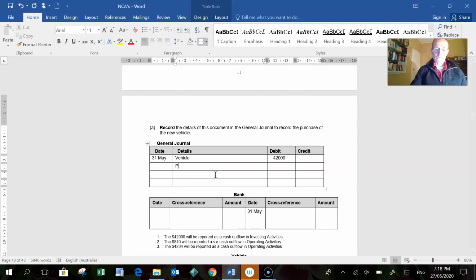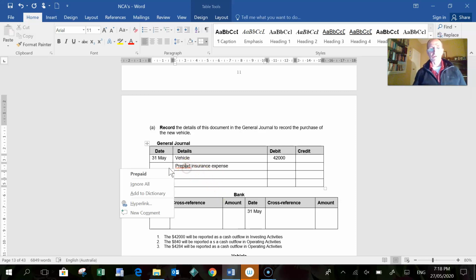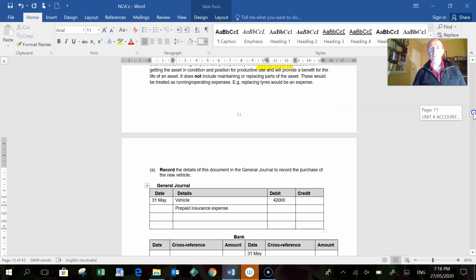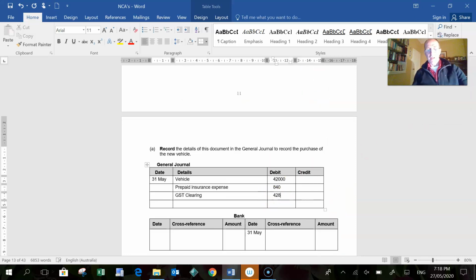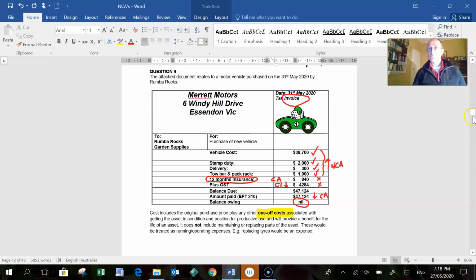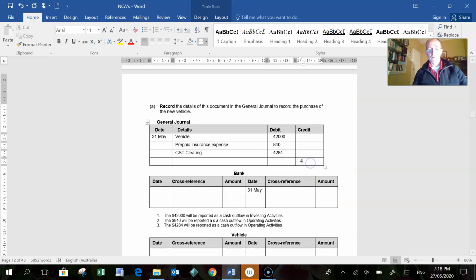Then we have the insurance, which is prepaid insurance expense. Again, we'll be looking at that as a separate topic in the coming months. The prepaid insurance expense was for $840. And then we put in the GST clearing, which was 4,284. You then add all that up, and that will equal the amount that we're paying, which is 47,124.